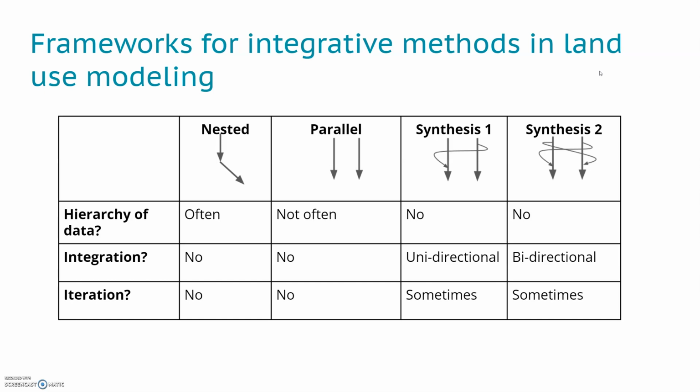Now, there are existing frameworks for integrating these different methodologies in land use modeling, and we did a review of the literature that I'll talk about at the end of this presentation and found a couple different ways that people are bringing together these different data types, including a more nested type where one data type is kind of more dominant than the other, parallel where quantitative and qualitative methods are used to answer the same question but not in conversation with each other, unidirectional synthesis where one method is feeding into the other, and then bidirectional synthesis, which is a lot less common in the literature because it's hard to pull off, and that's what we're trying to do here.